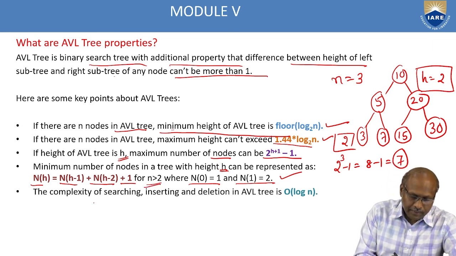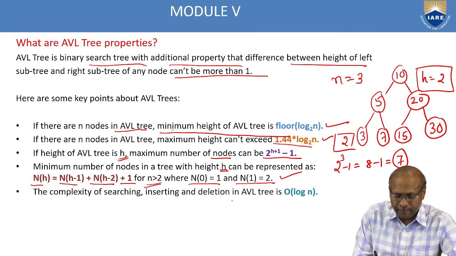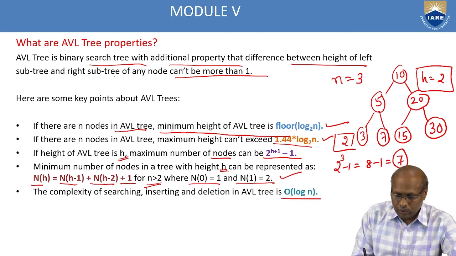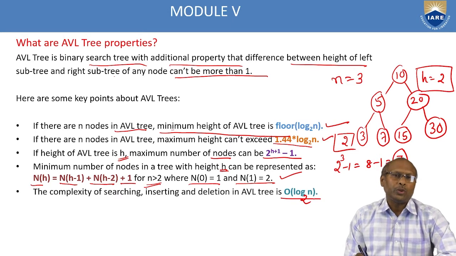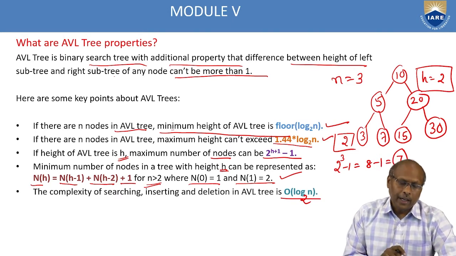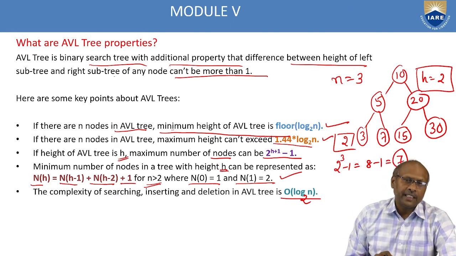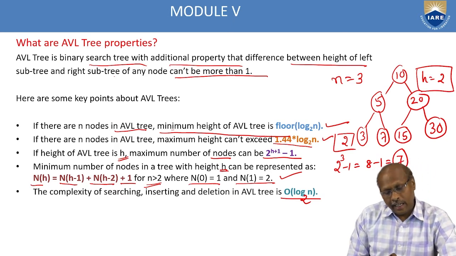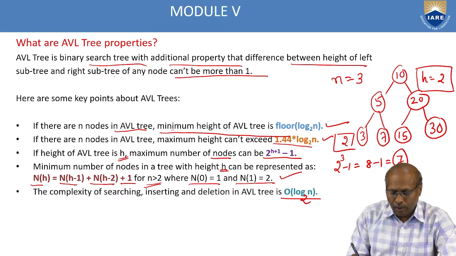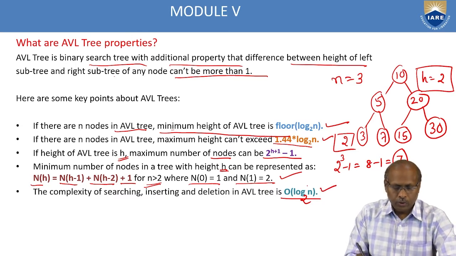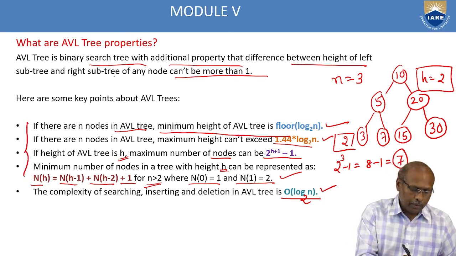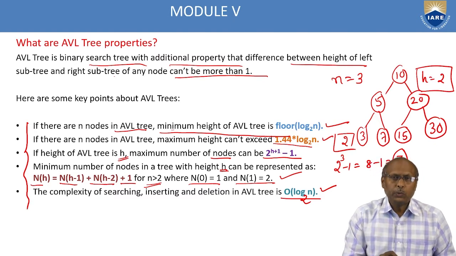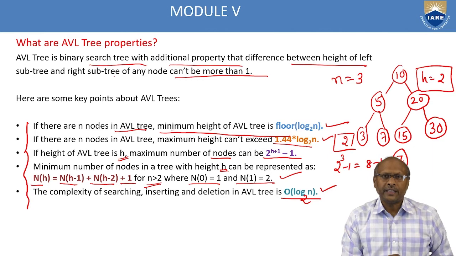Next question. The complexity of searching, inserting and deletion in an AVL tree is always order of log n base 2. This formula also you should remember. Sometimes they may ask what the time complexity is for inserting, searching or deleting in an AVL tree. Then you should say order of log n base 2. So these are the 5 important points you should remember for an AVL tree. If these 5 points are known, then you can answer anything.